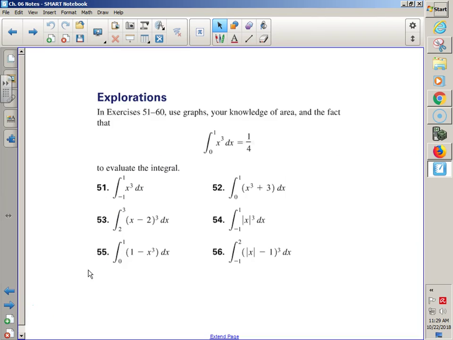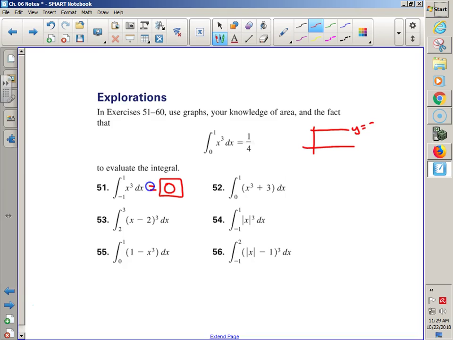First one's easy, right? Why? It's an odd function, so what's below and above? Good. How about number 52? 1/4. I separated it. Yeah, because 3 is just a constant, right? And so you can just think about y equals 3 from 0 to 1. Technically, without even anti-deriving, you could just be like 1 times 3, that's just going to be 3. And 3 plus 1/4.